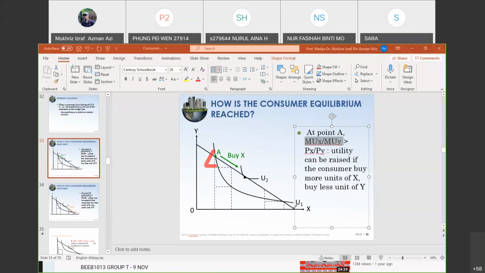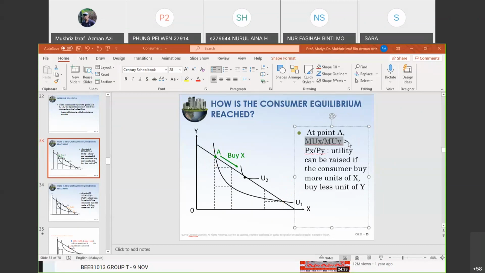But let's say I put point B here. So this is point A, this is point B. Point B means MUX over MUY will be lower than PX over PY. But the main thing is, what if MRS is bigger than PX over PY? What do you need to do? How do you achieve equilibrium?